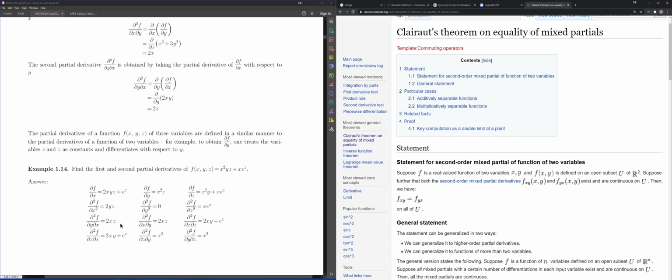So it's the same idea as evaluating partial derivatives for a function of two variables. Right, so you'll do some more of these in your tutorial, and so on.